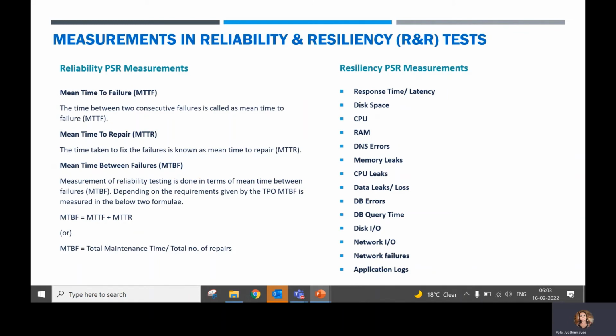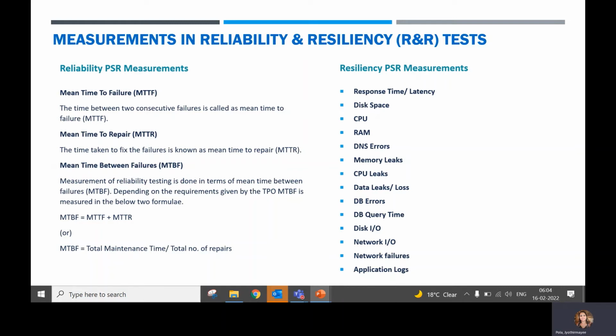Now, mean time between failures is calculated in two different formulae. That also depends upon whether your technical product owner or your product owner in your organization is able to give you whatever is the mean time defined between failures. And that's a requirement given to the PSR team. Then it is very simple. Mean time between failures is usually mean time to failure plus mean time to repair. That is between two failures.